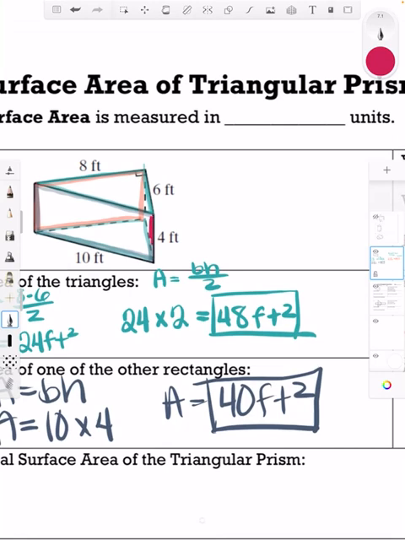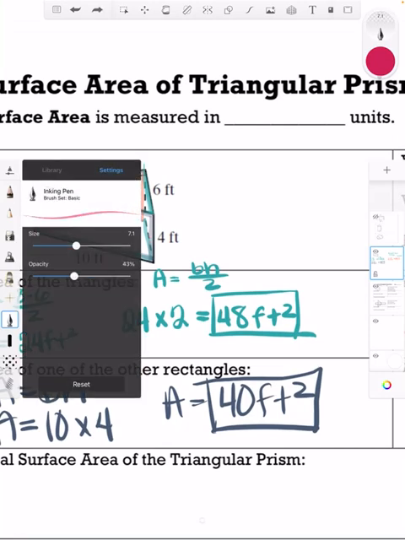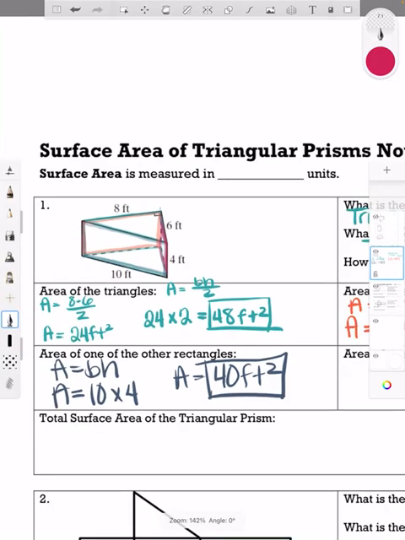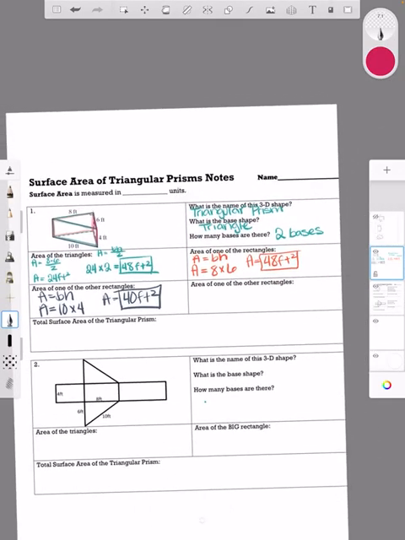All right, so we're going to find the area of this last rectangle back here. I know my base is going to be 6 and my height is going to be 4. So I'm just going to do area is equal to base times height, and I'm just multiplying 6 times 4. And that gives me an area of 24 feet squared.